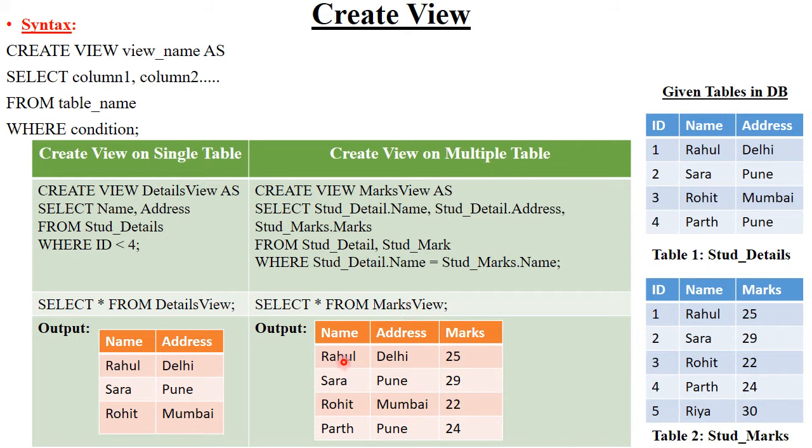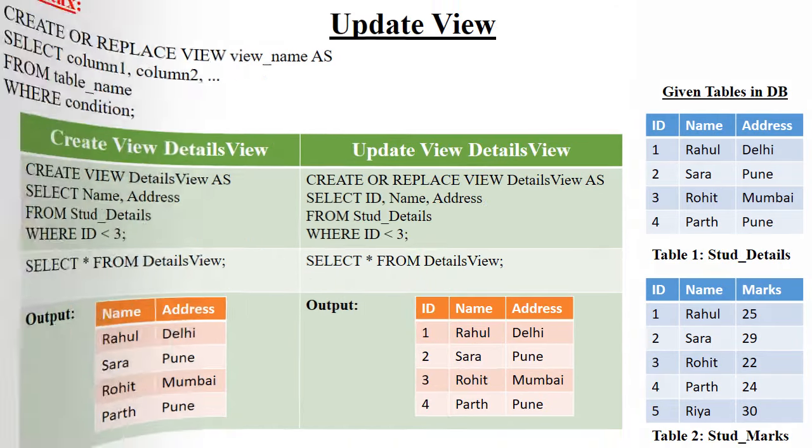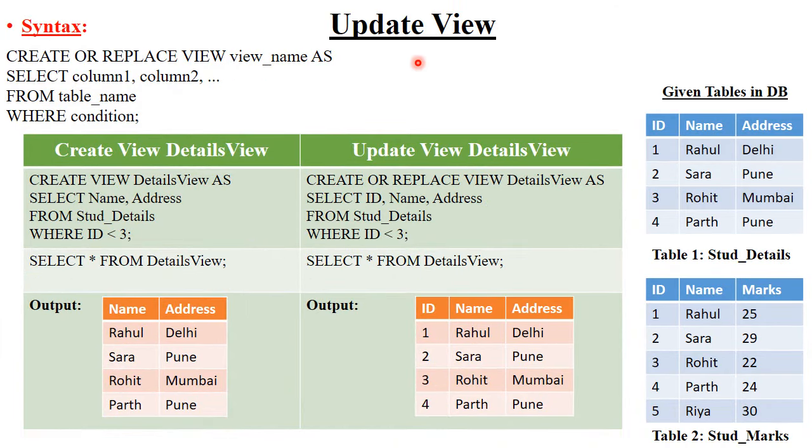Okay. So output is name, address, marks. There are total three columns and their result. So in this way, you need to create view on single table as well as multiple table as per your requirement. Now the next operation is update view.